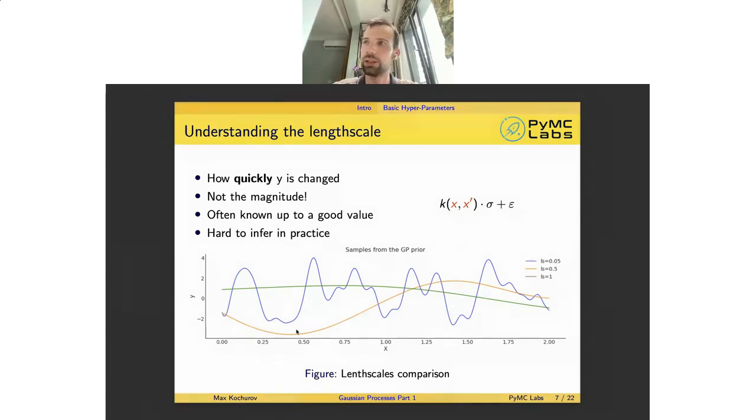The length scale is the hyperparameter that is really hard to infer, but is the one that we can talk and elaborate on a lot. And there is often a good idea about what the length scale could be like.